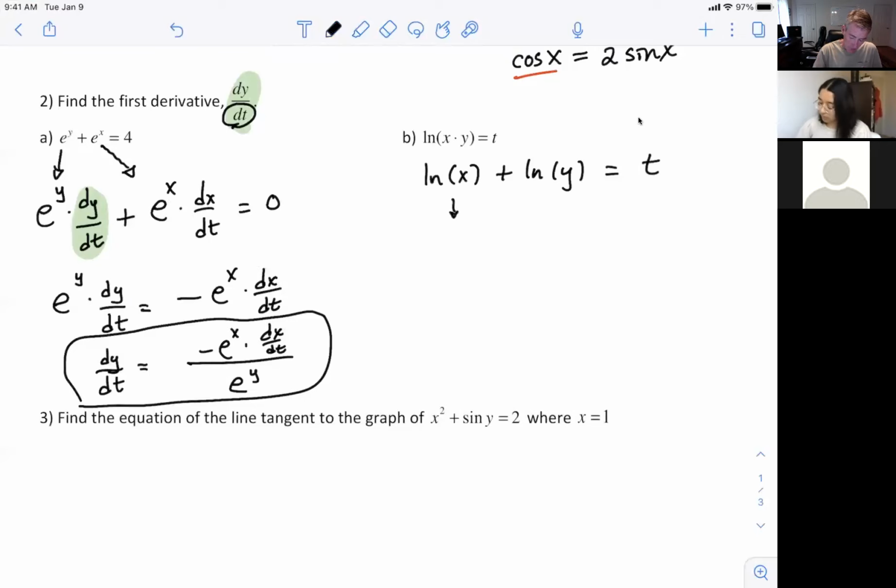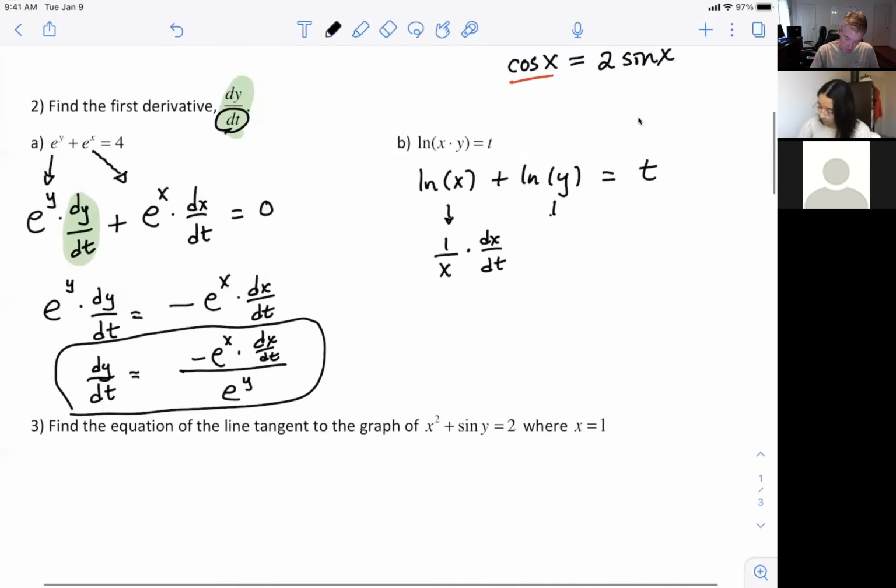And now take the derivative of the natural log of x. So that would be 1 over x. And then once again, the chain rule. So take the derivative of x, that'll be dx dt, and multiply those two. For the natural log of y, it's almost exactly the same. It's 1 over y, and then dy dt.